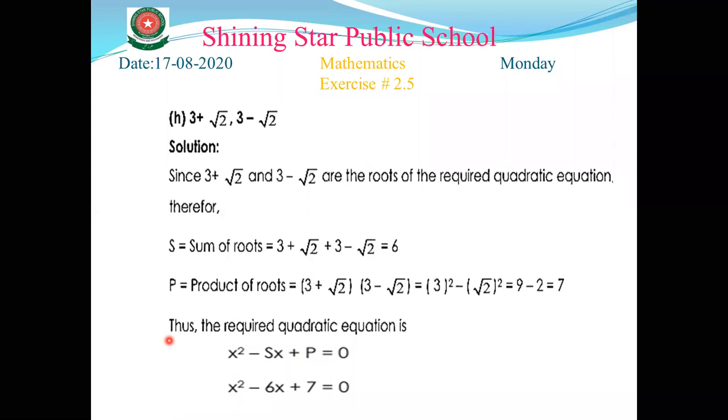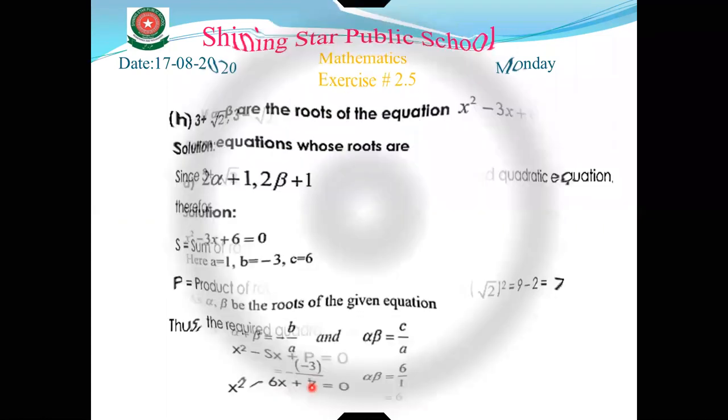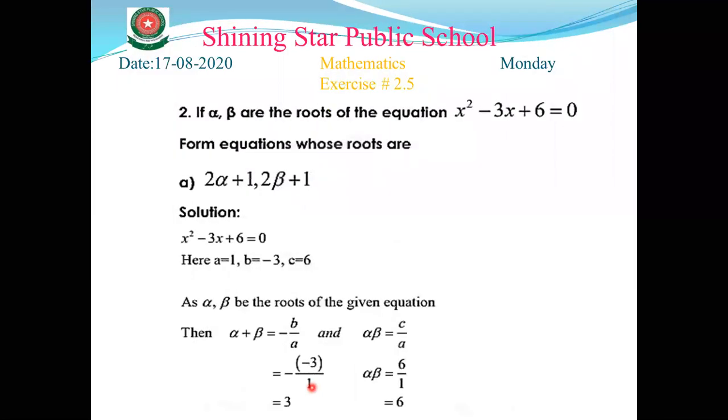So, a square minus b square means 3 square minus square root 2 square. Square root 2 square is 2 and 3 square is 9. 9 minus 2 is 7. So P is 7. Now put the values. S is 6, P is 7. So x square minus 6x plus 7 is your required answer. Very simple. Question number 2.